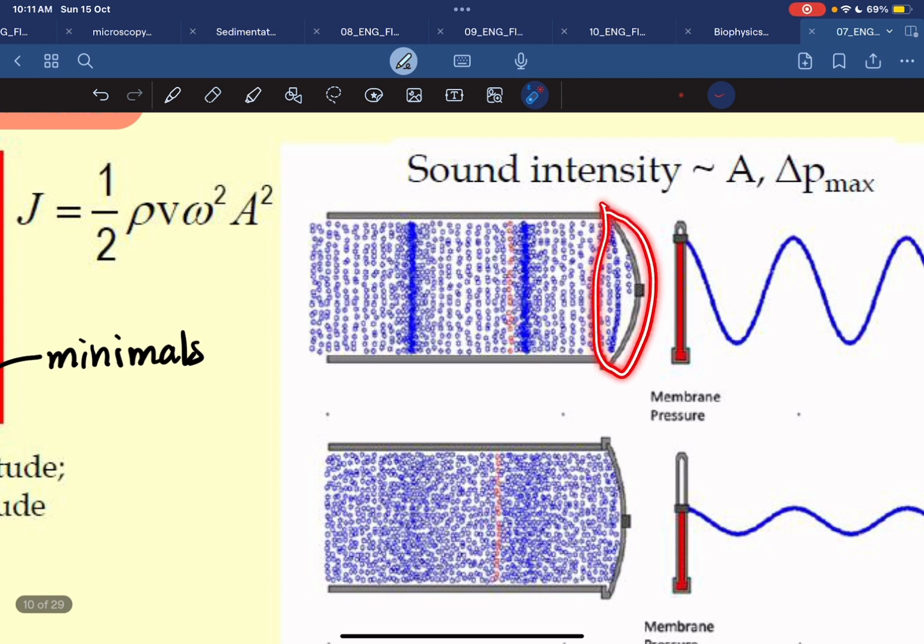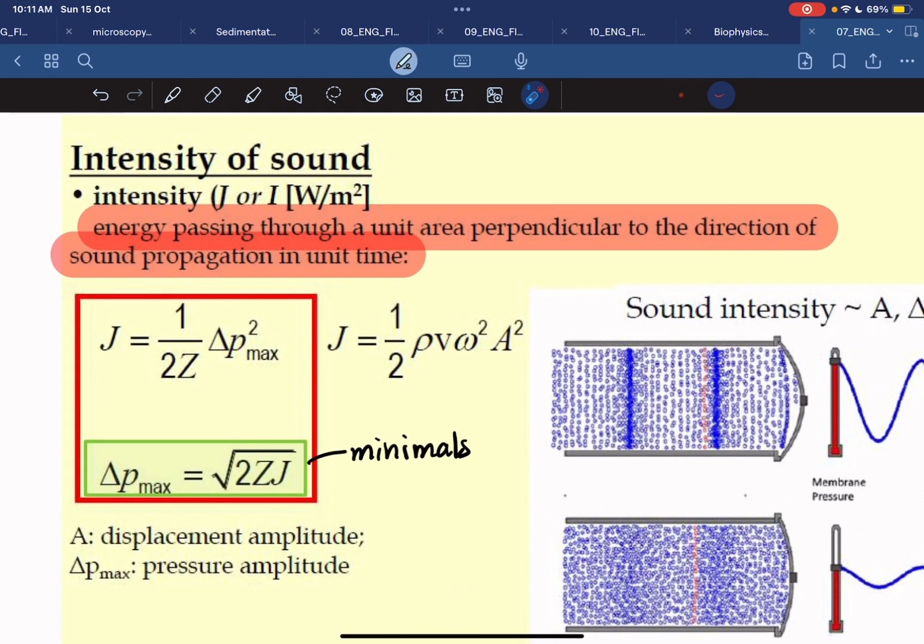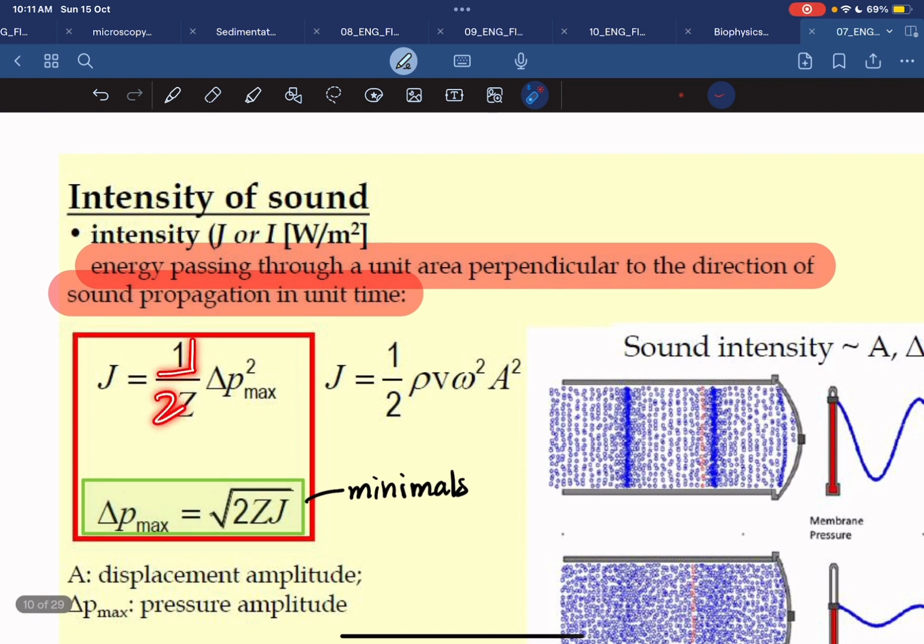It is the amount of pressure felt by this membrane as sound passes through it. You can see over here the membrane pressure is high, that means the intensity is high. Over here the membrane pressure is low, so the intensity is low. So the formula of J, that is intensity of sound, is: 1 by 2 delta P squared max, the change in pressure.